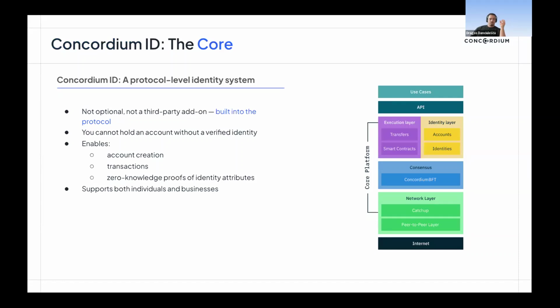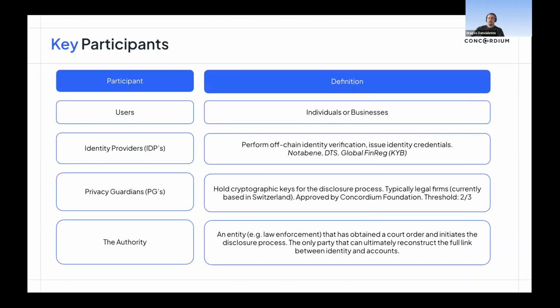Now, the core of the identity layer is Concordium ID. So this is a protocol level identity system. It's not optional. It's not a third-party add-on. It's actually built into the protocol itself. This means that you cannot hold an account without a verified identity. It enables account creation, transactions, and then zero-knowledge proofs of identity attributes. It also supports both individuals and businesses.